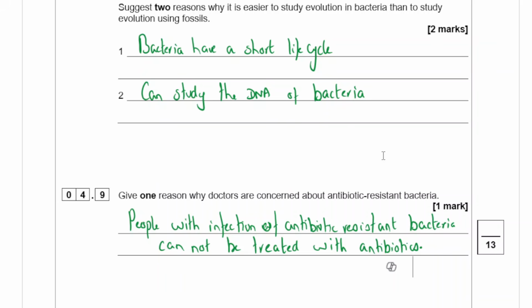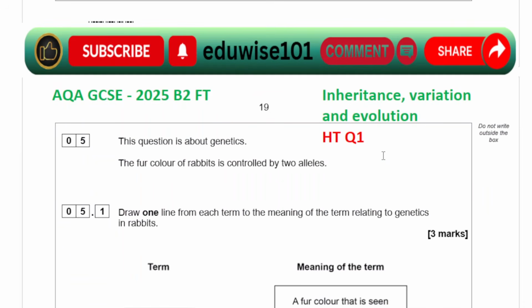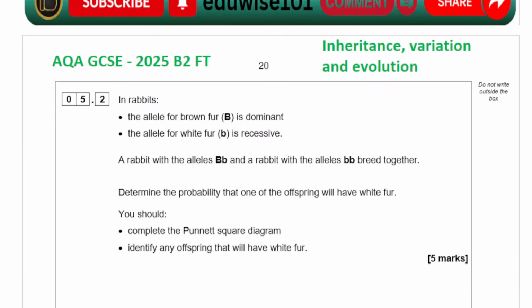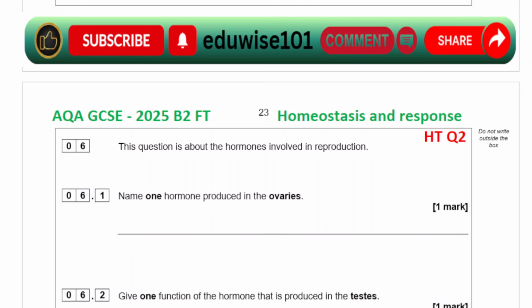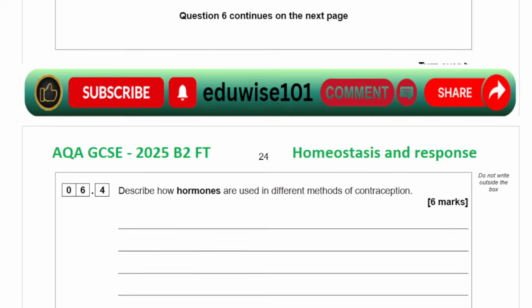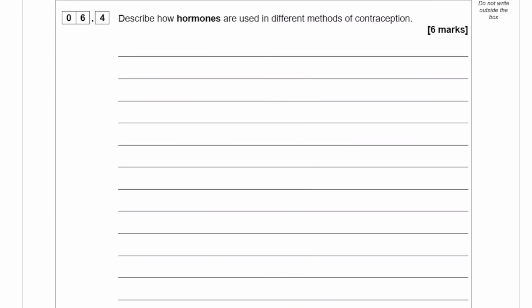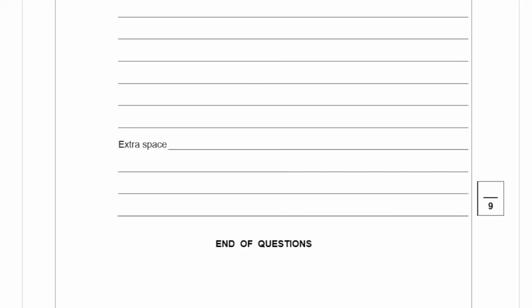That brings us to the end of question number 4. Now, as I said, question number 5 is question number 1 in the higher tier paper. So I will attach them as separate videos to the end of this playlist. So question number 5 is on the topic of inheritance, variation, and evolution, and is out of 12 marks. And question number 6 is on homeostasis and response, and that should have the 6-mark question. There you go, which is out of 9 marks.